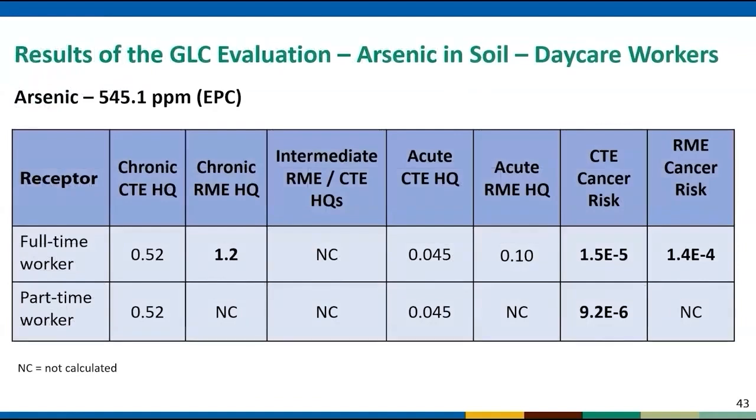Now we have a summary table with the results of the GLC evaluation for arsenic in soil for full-time and part-time daycare workers. The chronic CTE HQ for both full-time and part-time workers is below 1, and the chronic RME HQ for full-time workers is just above 1. Again, we are not able to calculate intermediate HQs because there is no MRL for intermediate exposures. The acute CTE and RME HQs are below 1. And finally, for cancer, we have estimated cancer risks for full-time workers that range from 1.5 times 10 to the minus 5 to 1.4 times 10 to the minus 4 for workers with CTE and RME exposures, respectively. The cancer risk for part-time workers is 9.2 times 10 to the minus 6.